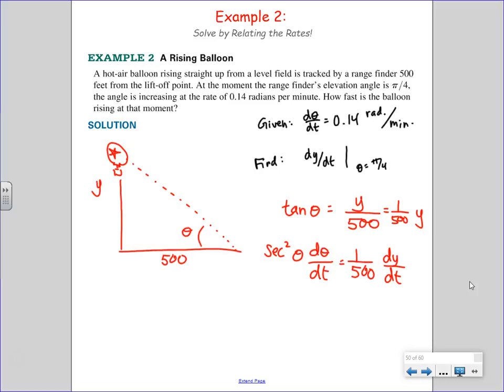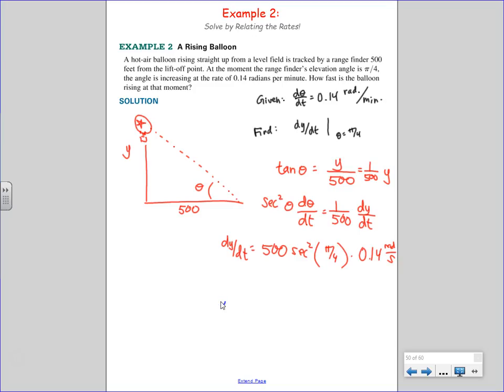We were solving for dy/dt. So dy/dt is equal to 500 secant squared of pi over 4, times pi over 4... times 0.14 radians per second. What did you guys get? 140 over root 2. In decimals, we need decimals: 98.9949497.